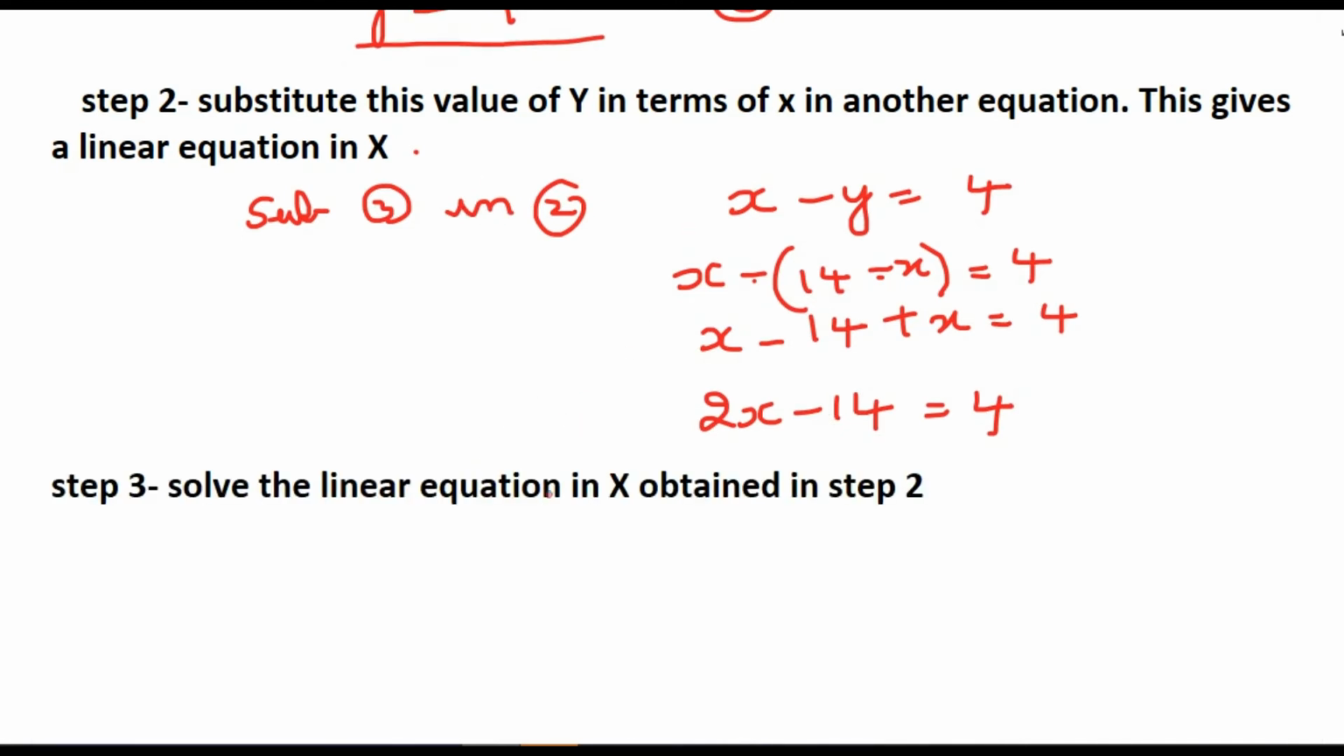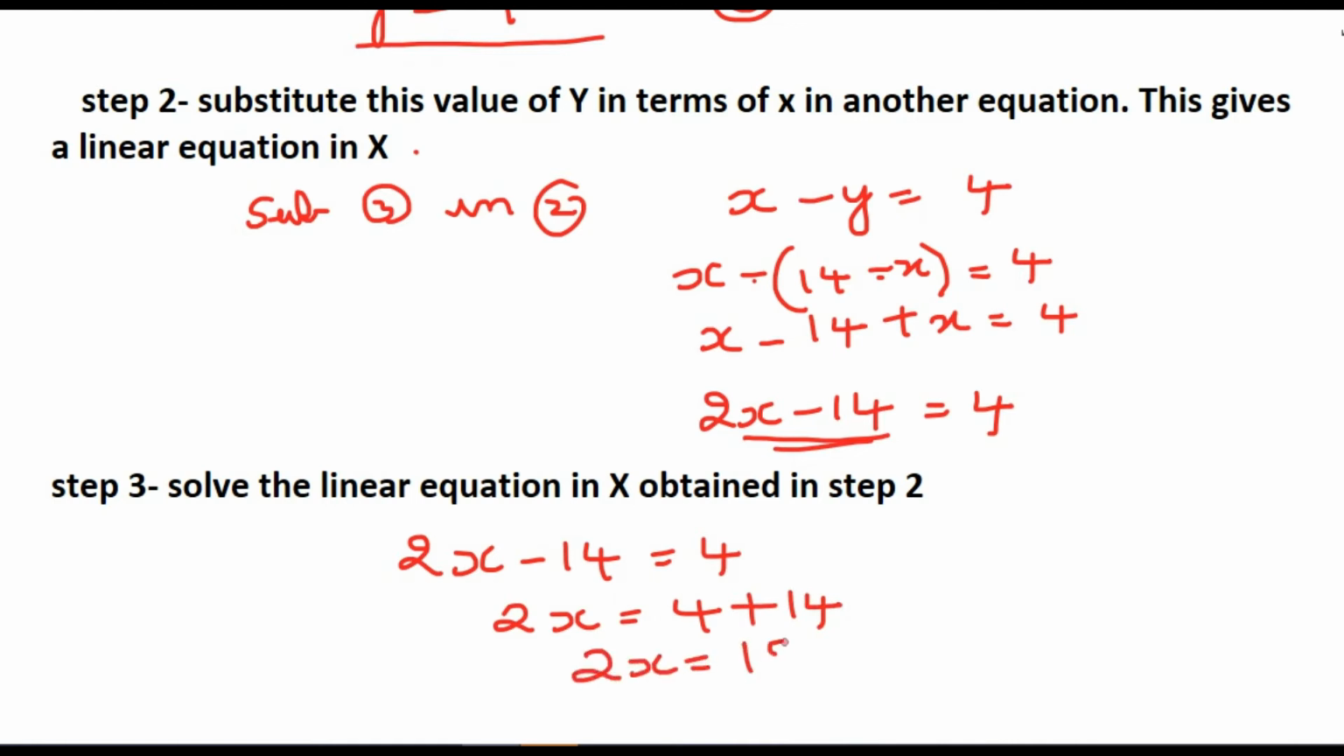Step 3 is to solve the linear equation in x obtained in step 2. This is the linear equation I got in x in step 2, and I am going to solve this. 2x minus 14 equal to 4, so 2x is equal to 4 plus 14. 2x is equal to 18, or x is equal to 18 divided by 2, which is 9. So I got the value of x as 9.